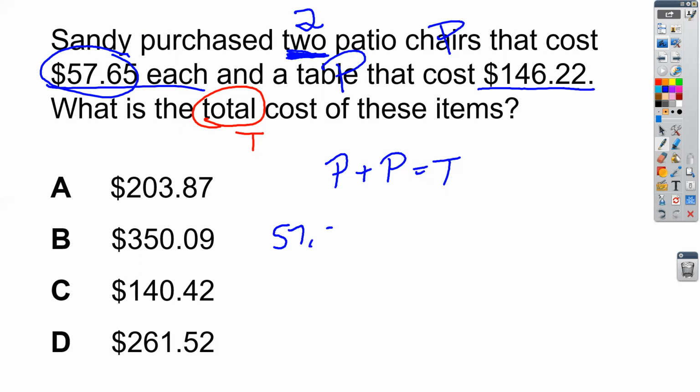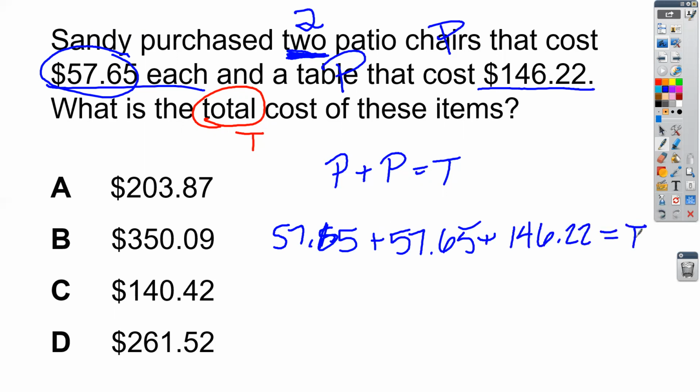So 57.65 plus 57.65 plus 146.22, and that's going to give me my missing total. Now, one thing I would suggest doing before you add all of that up exact, I see multiple choice. So immediately my brain goes to rounding. Let's estimate. Let's see if I can knock off any choices that just don't make sense.